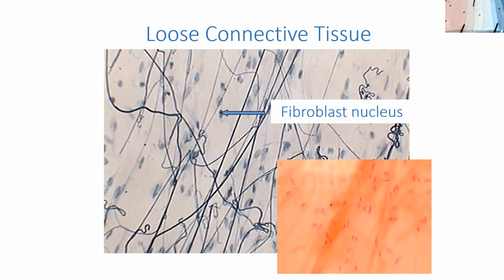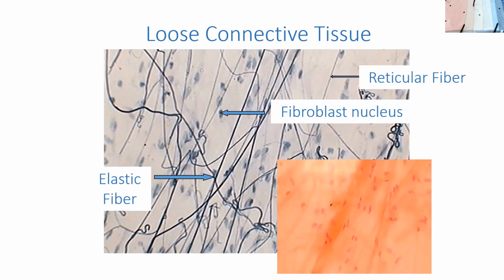Scar tissue doesn't respond to stimulus. It doesn't grow hair. It just fills in a gap. There we have elastic fibers. There we have reticular fibers. And here we have nucleus, and over here we see collagen fibers.